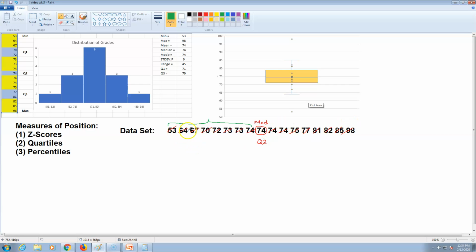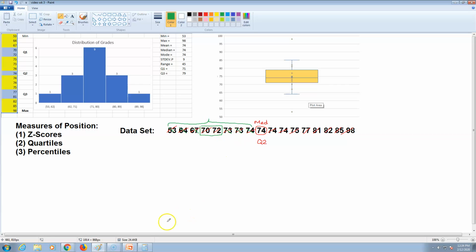So on the first half, I'm going to find the middle again. I'm going to use the same strategy as before. 53, cross it out with 74, 64, cross it out with 73. I keep doing that until I get a number in the middle. However, here we have a problem. I don't have one number in the middle. I have 2 numbers in the middle. I'm going to enclose them.